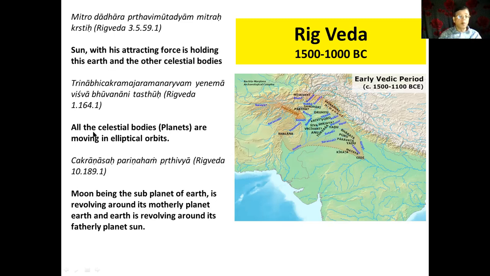The other shloka says all the celestial bodies, planets, are moving in elliptical orbits. It's amazing to contemplate that at a time when there were no scientific instruments, only by their thought and observation, they could conclude like this. And here the third example that I've given says, Moon being the subplanet of Earth is revolving around its motherly planet, which is the Earth, and Earth is revolving around its fatherly planet, Sun. This is something which in modern science is a concept which came very, very recently. But in Rig Veda, these are very clearly enunciated.